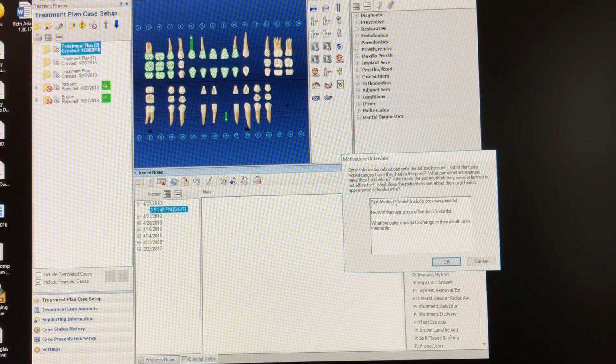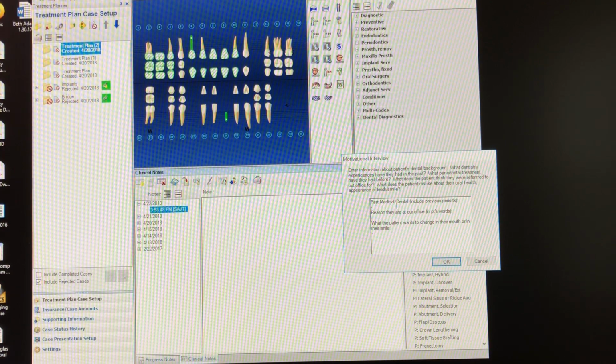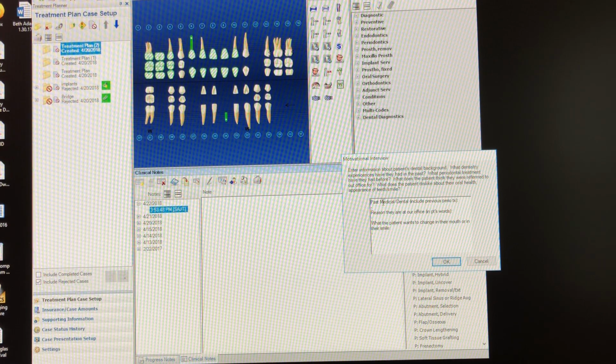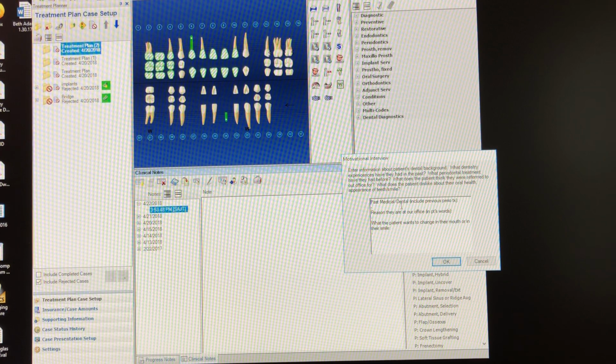So what you've got to do is, if you're not going to form complete sentences, you've got to do this one of 2 ways. You can either have complete sentences or you can do bullet points. Now I've broken this down into 3 categories, okay? Past medical and dental history.